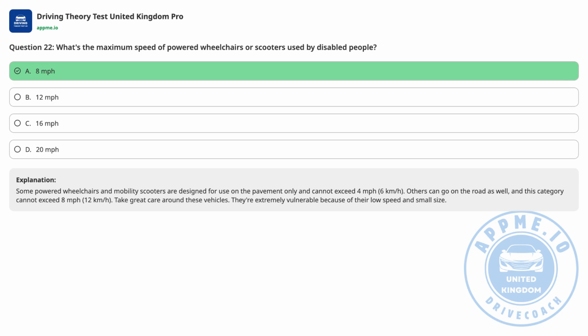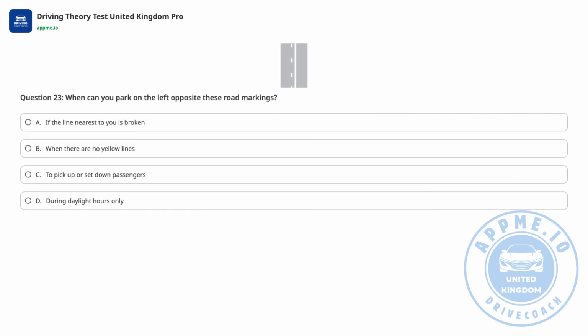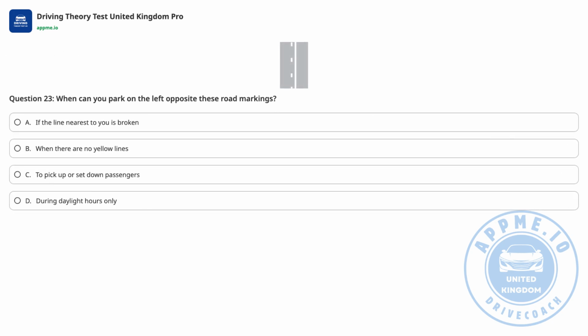The correct answer is A. Question 23. When can you park on the left opposite these road markings? A. If the line nearest to you is broken. B. When there are no yellow lines. C. To pick up or set down passengers. D. During daylight hours only.